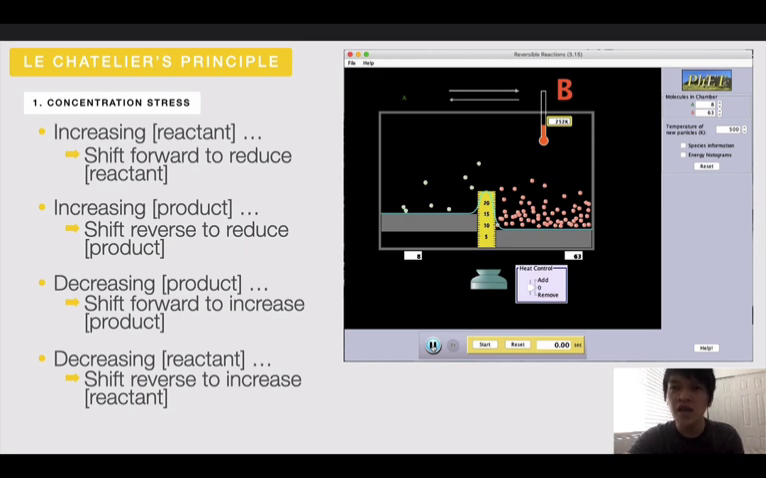I hope you're seeing how straightforward Le Châtelier's principle is. Again, if there's a stress on the equilibrium system, the equilibrium will just shift in a direction, either towards the products or towards the reactants, in order to relieve that stress.